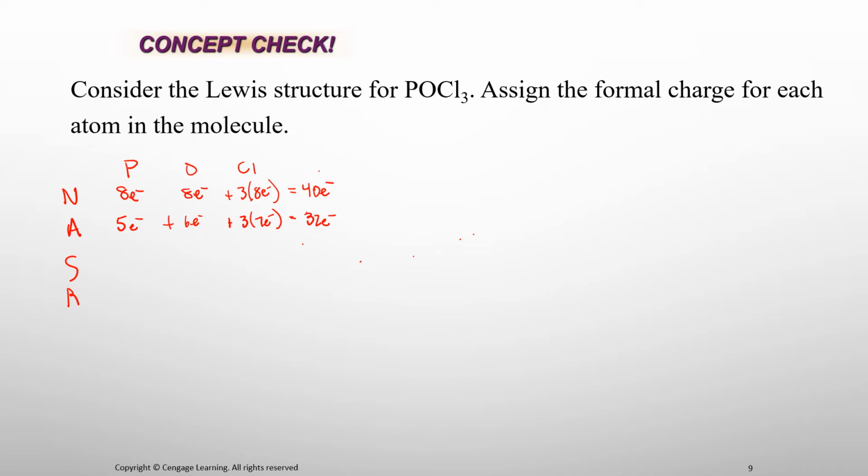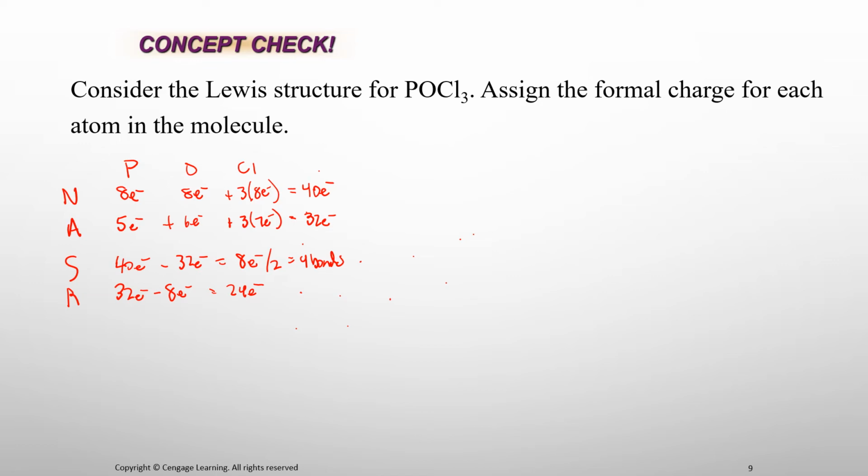For my shared, again, I will have the 40 electrons from the needed minus the 32 electrons that are available. So I'm 8 electrons short without bonding, so I'm going to share 8 electrons, so that would mean I have a total of 4 bonds. Now for the remainder, again, I would take my A value, which was 32, and I would subtract the 8 electrons, so I'd have a total of 24 electrons remaining.